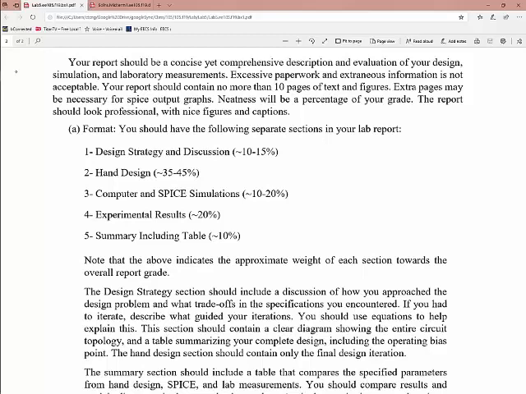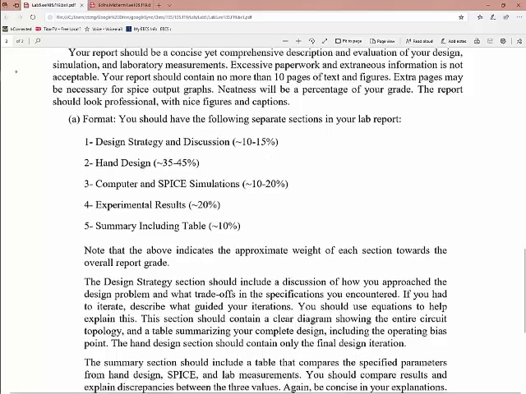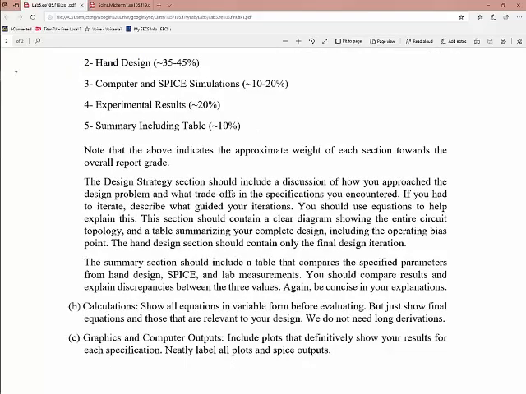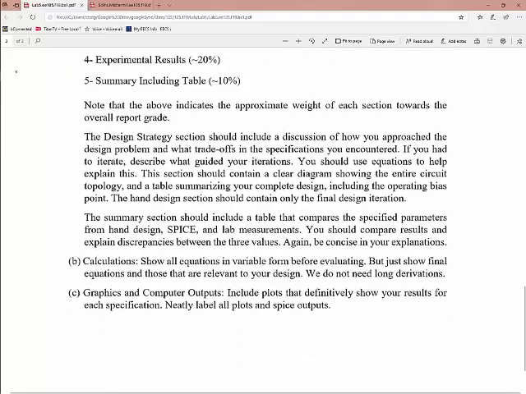There's a design strategy and discussion, where you talk about your hand design. What equations did you use? How did you use those equations to guide you in changing certain parameters in order to meet the spec? Then SPICE simulations, experimental results, and a summary table like you find in professional journal articles, where they summarize the specs they were looking for, the specs they actually got, and maybe comparisons with other work, which you won't be able to do because there is no other work on this. But a nice table there, and so on. You can read the rest of this here on what's needed in the report.